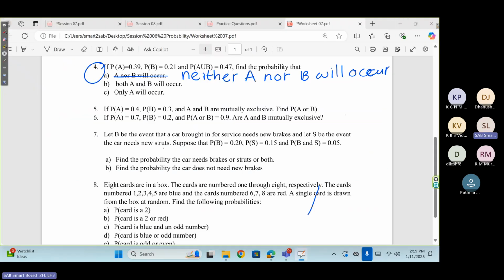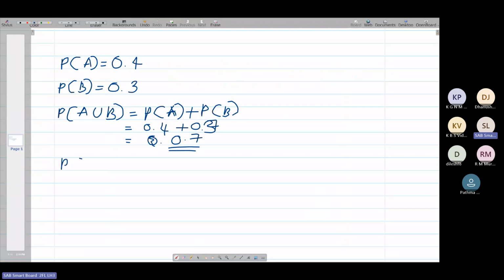The next one, if the probability of A equals 0.7, B equals 0.2, union is 0.9, are A and B mutually exclusive? The question asks to check whether A and B are mutually exclusive. Okay, probability of A is 0.7, probability of B is equal to 0.2, then A union B equals 0.9.